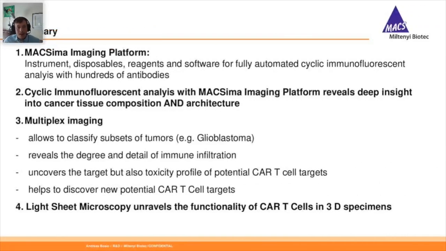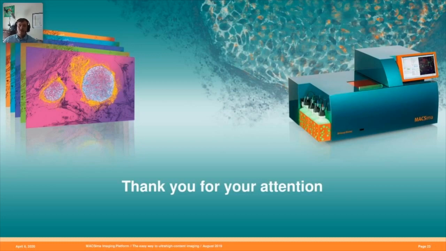It's really nice pictures. As a summary, the Maxima imaging platform includes the whole instrument, the disposables, the reagents, and the software for fully automated cyclic immunofluorescent analysis with hundreds of antibodies. You can define those panels, or we can provide those panels. It's up to you, but you're getting enormous amounts of data, and this will give you really deep insights into tissue architecture. The multiplexed imaging allows you to look at subsets of tumors, immune infiltration, CAR T-cell targets, and things like this. The light sheet is also involved with CAR Ts, but looks more at 3D specimens and cleared samples. That's a really brief introduction to this topic, and I'm happy to take any questions now.